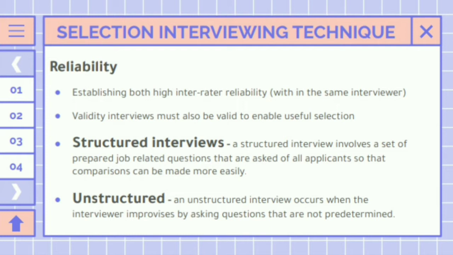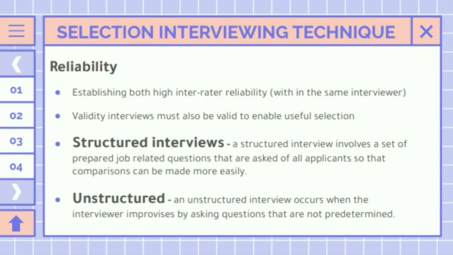Interviews must also be valid, of course. To enable useful selection, valid interviews must accurately assess specific candidate qualities such as leadership ability, communication skills, or collaboration. Validity can vary depending on the degree of structure in the interview format. Basically, an unstructured interview does not usually provide much validity, leading to growth in the popularity of structured interviews. So there are two types of interviews, the structured and unstructured interview.